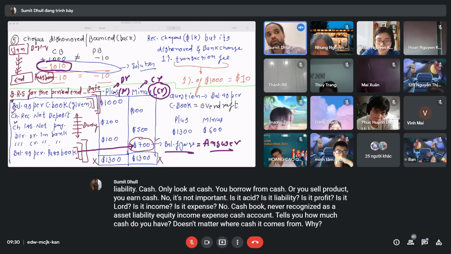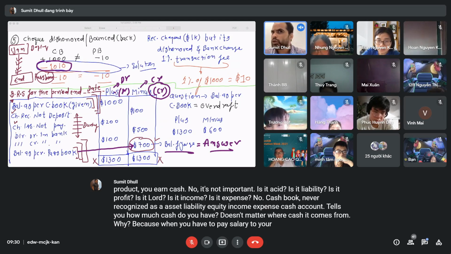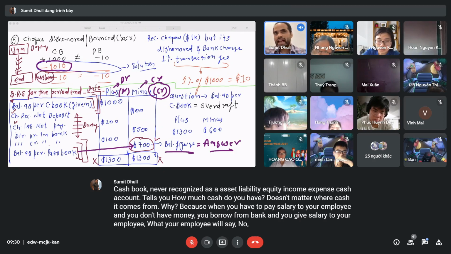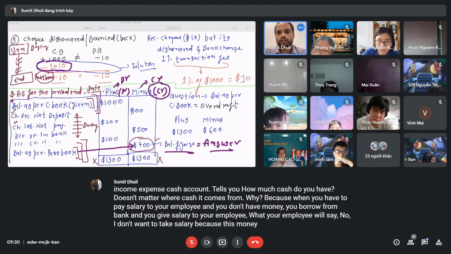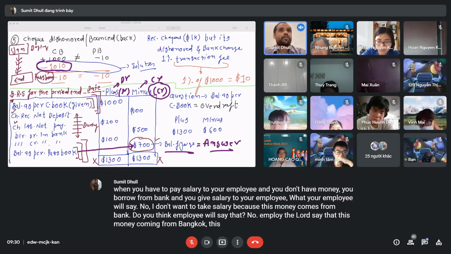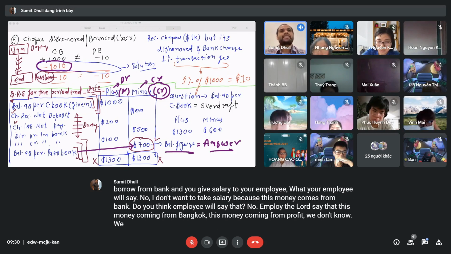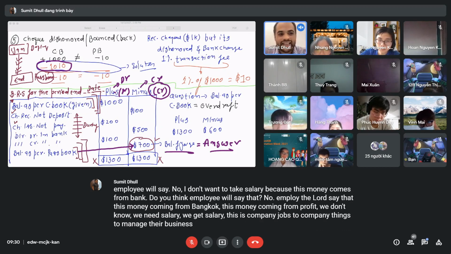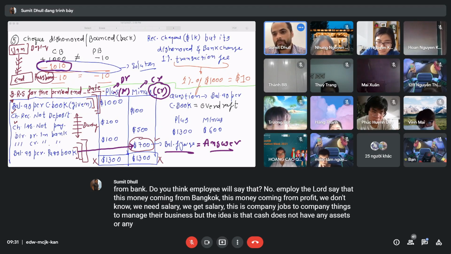Why? Because when you have to pay salary to your employee and you don't have money, you borrow from the bank and give the salary to your employee. What will your employee say? Will they say, no, I don't want the salary because this money came from the bank? No. The employee will not say that this money is coming from the bank or from profit. We don't know, we need salary. It is the company's job to manage its business. But the idea is that cash does not have any assets or liabilities. Cash is cash.